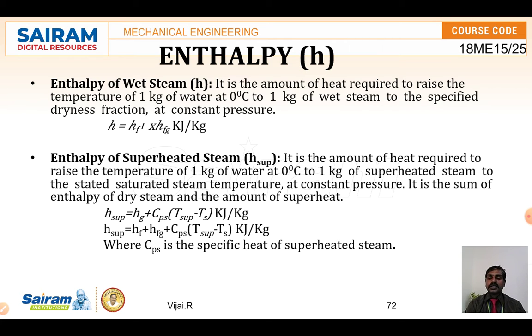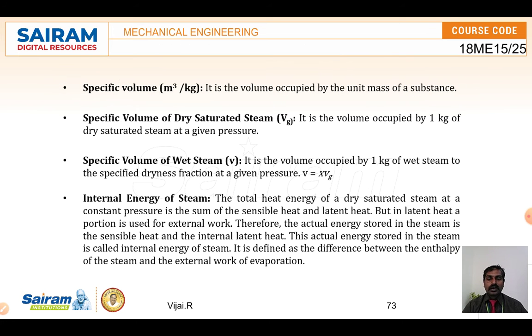So Hg plus Cps into T super minus Ts. T super is the superheated temperature, and Ts is the saturation temperature. Saturation temperature is the temperature at which the water starts to boil. Normally for water it is 100 degree; for other liquids it will change. So that is the formula.